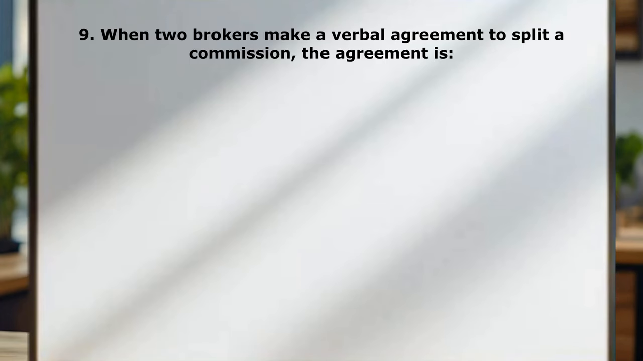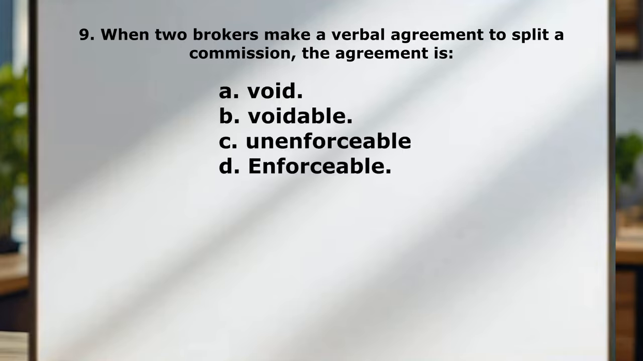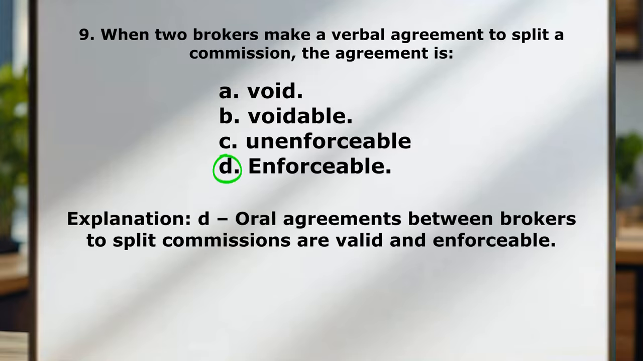When two brokers make a verbal agreement to split a commission, the agreement is A. Void. B. Voidable. C. Unenforceable. D. Enforceable. So you might be surprised at this one. The answer is D. Enforceable. Oral agreements between brokers to split commissions are valid and enforceable.